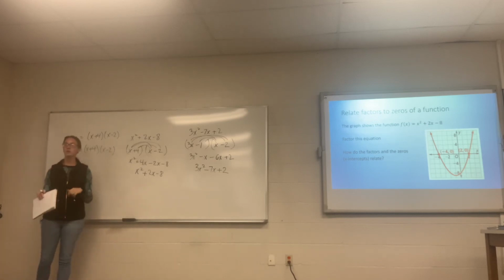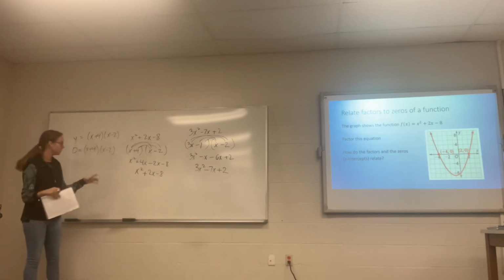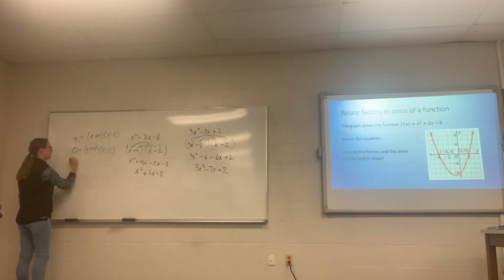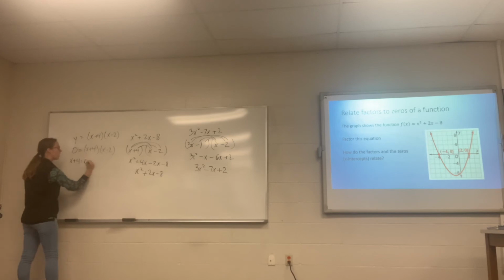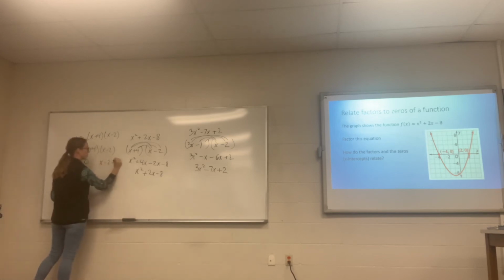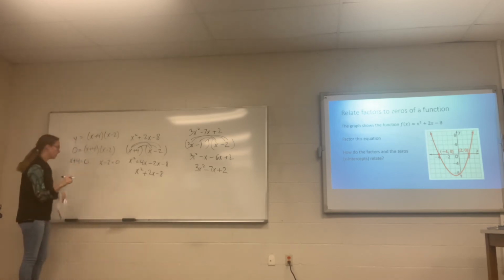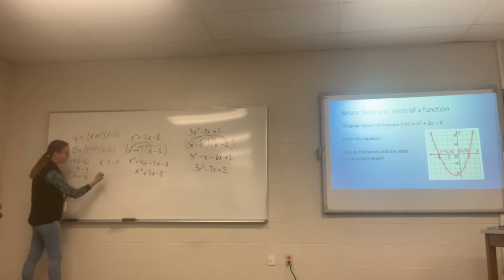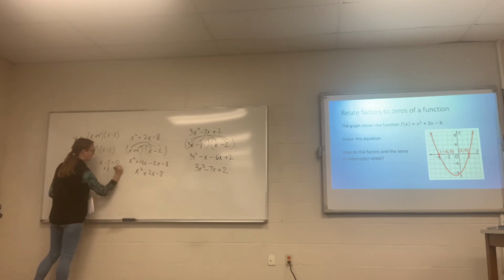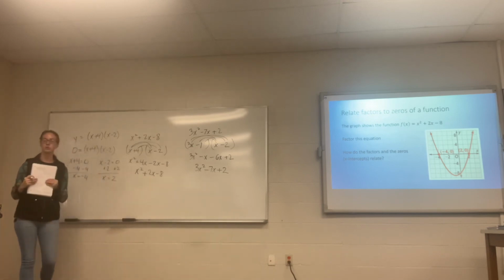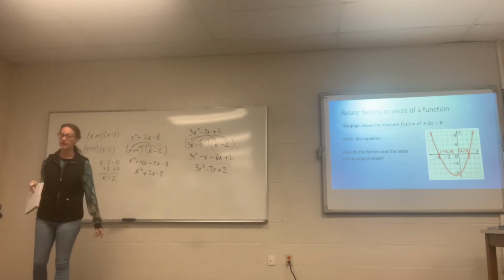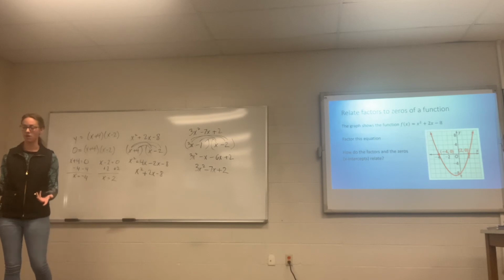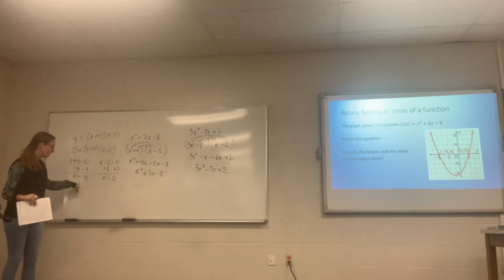And now I can set each factor equal to 0. So I would have x plus 4 equals 0 and x minus 2 equals 0. Then I would just solve these. So subtract over my 4, and I get x equals negative 4. And over here I can add my 2, and I get x equals positive 2. Which, looking at the graph, is where those x-intercepts are. They're at 2 and negative 4.